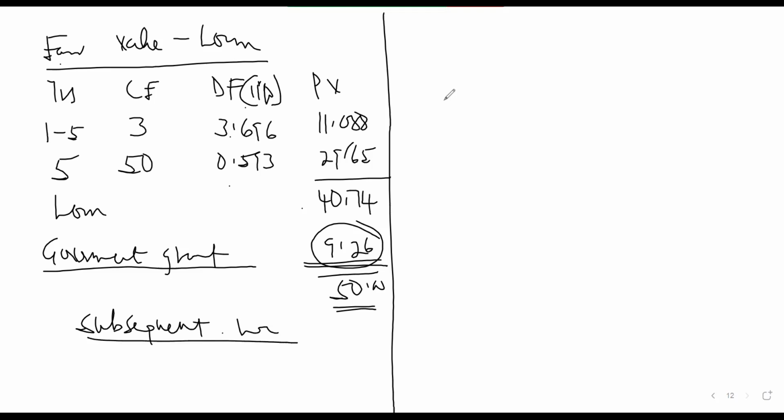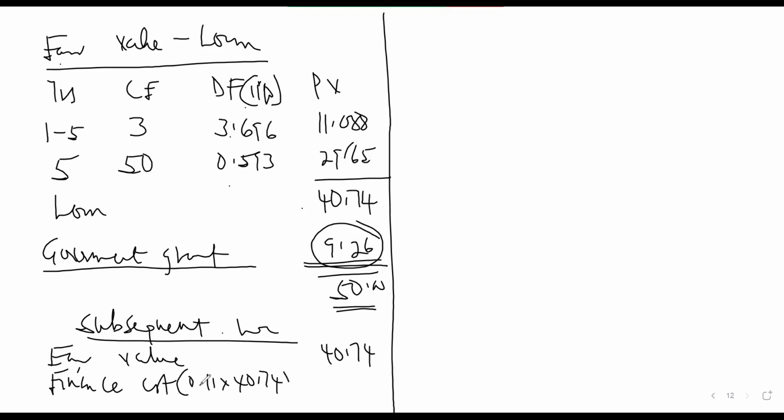We will now calculate, we look at the fair value of the loan. The fair value of the loan will be 40.74. You now charge your finance cost. The finance cost will be calculated based on the effective interest rate, the market rate. So 40.74, then you get that value. Then you now count your coupon. The coupon will be 0.06 multiplied by 50 million, and that will be the 3.